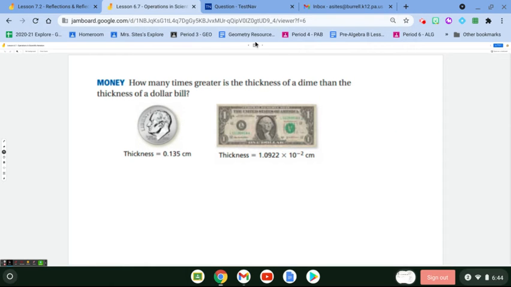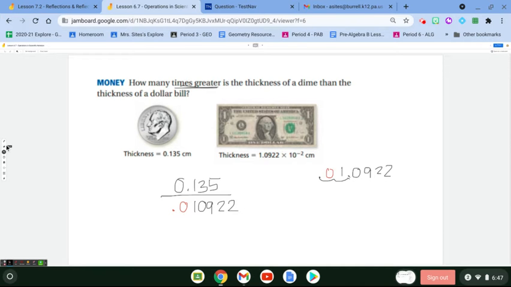All right, so again, this problem here, I want you to try it out and pause your video to see if you got it correct. Okay, how many times greater is the thickness of a dime than the thickness of a dollar bill? And I would like you to leave your final answer in scientific notation. And I want you to check your answer to make sure you don't make a silly mistake like I did.